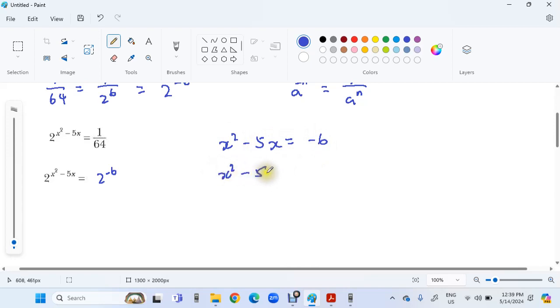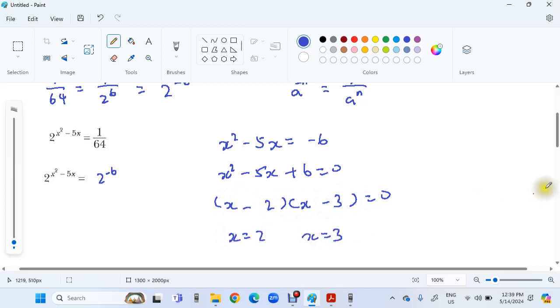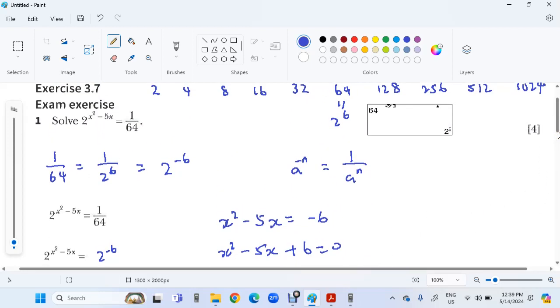Then x squared minus 5x plus 6 equal to 0. And then we do the factorization: x minus 2, x minus 3, equal to 0. Then we have x equal to 2, x equal to 3. So this is the answer.